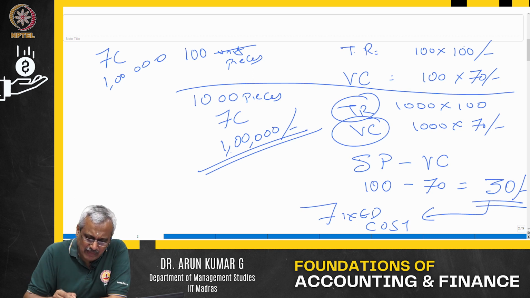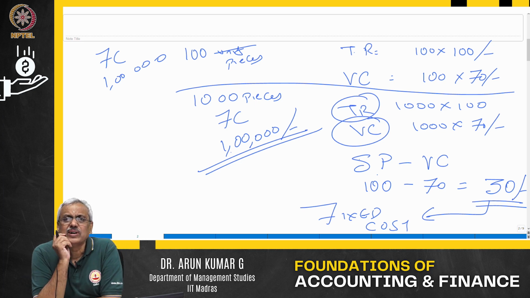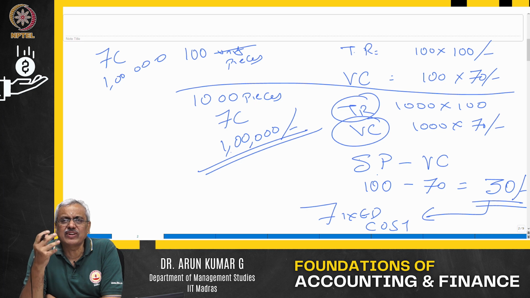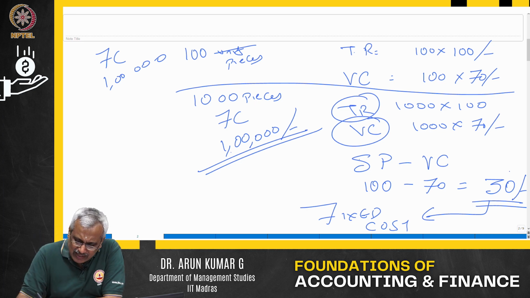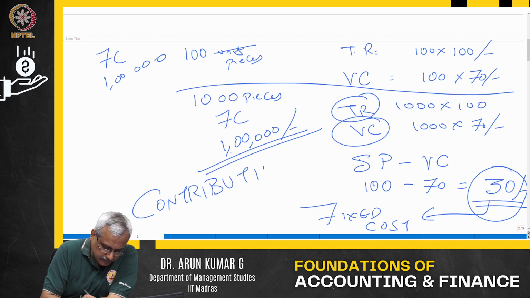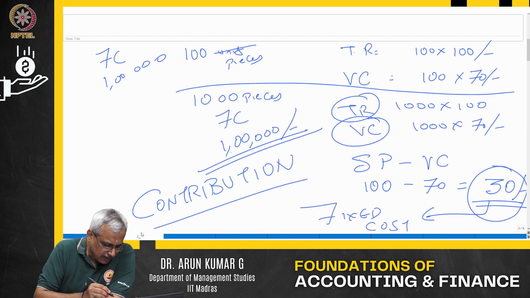See, every unit I am manufacturing, I am getting a revenue of 100, but I am also spending some money. What is the money I am spending? About 70 rupees. So every unit I manufacture and sell is giving me 30 rupees for covering my fixed cost. This is what we call contribution.